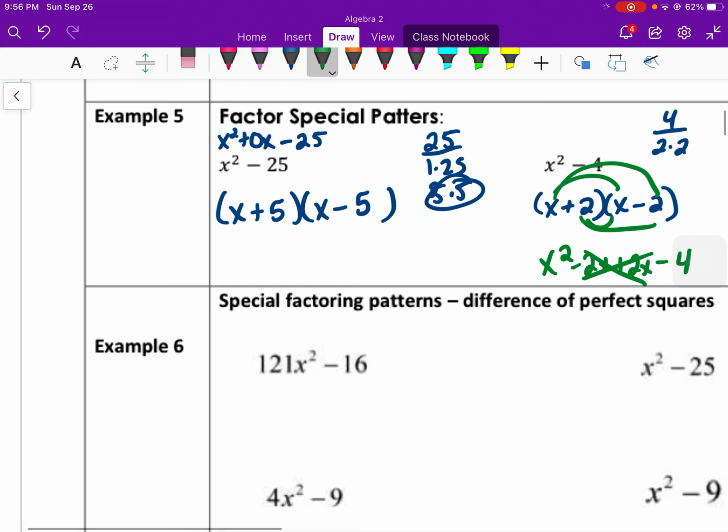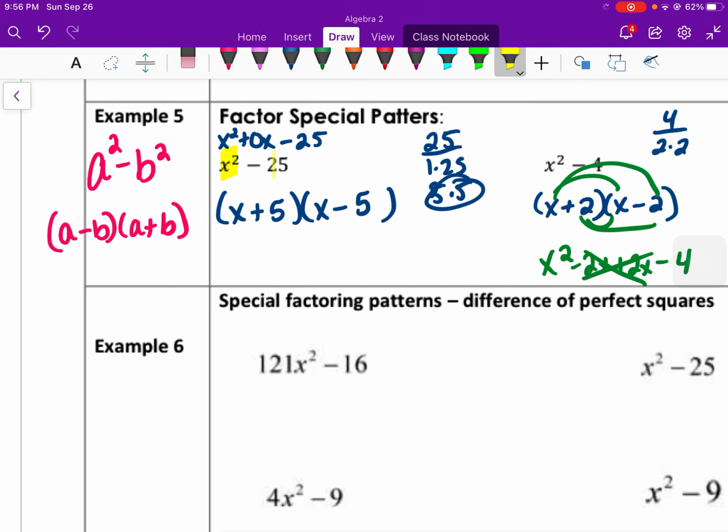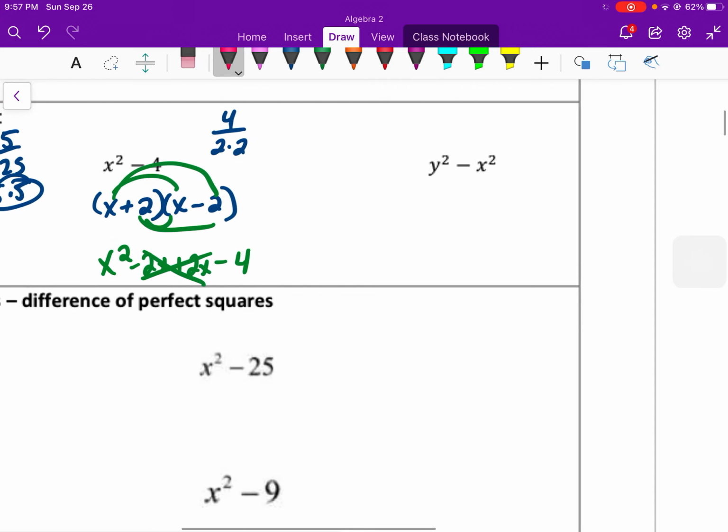So this is special patterns of difference of perfect squares. So anytime you have a squared minus b squared, it factors to a minus b and a plus b. So our first and our last term are both perfect squares, and there's subtraction in the middle. Then it will factor to, x squared is x times x, and 25 is 5 times 5, and then you have one positive and one negative. So that works every time. This follows this form. If your terms are both perfect squares and you're subtracting, so a squared minus b squared.